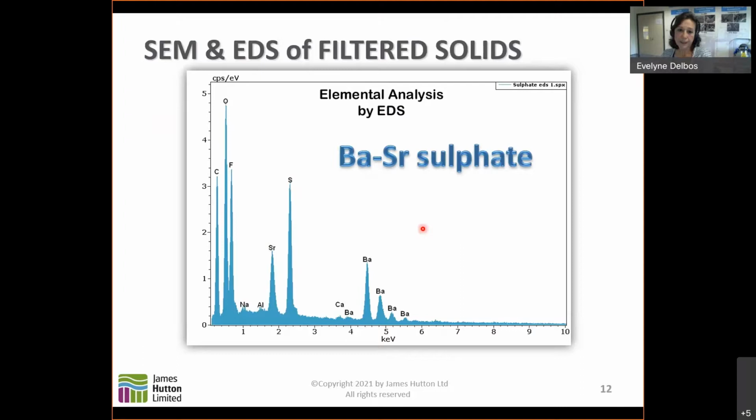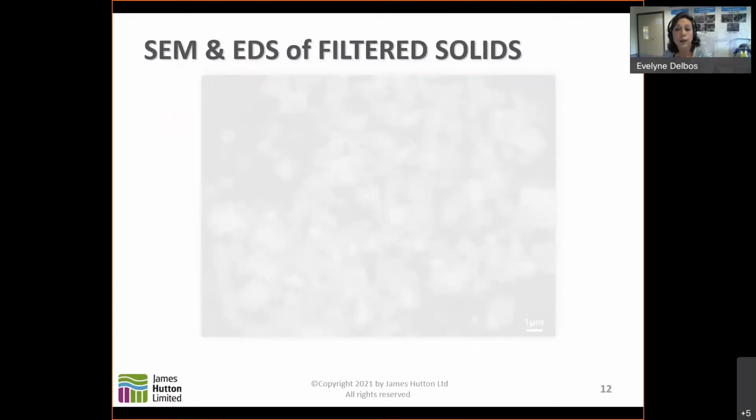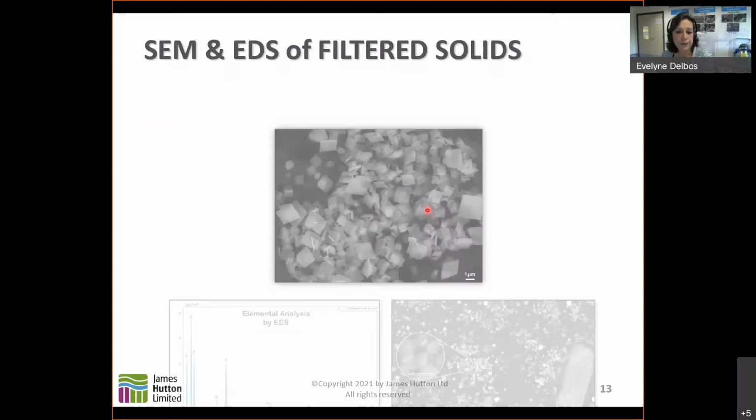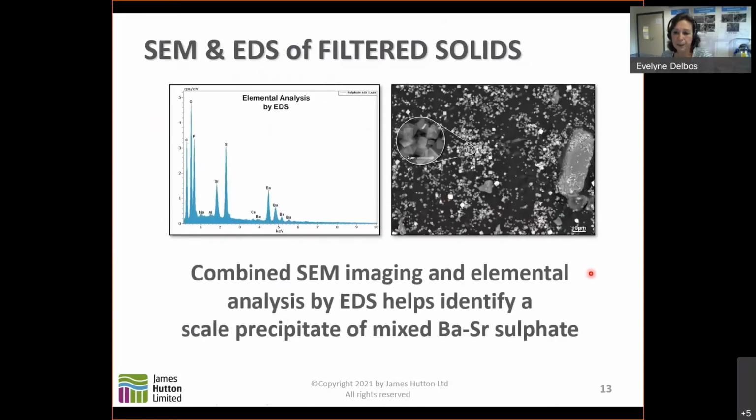So this elemental composition guides us into a potential barium sulfide mixed up with strontium sulfate, or possibly a mixture of barium strontium sulfate. So when we look at higher magnification with the SEM, we can see that the particles are actually very well crystallized. They're tiny. This is 1 micron scale bar. They're very small, but they're very, very well crystallized.